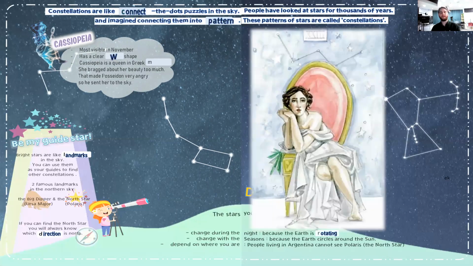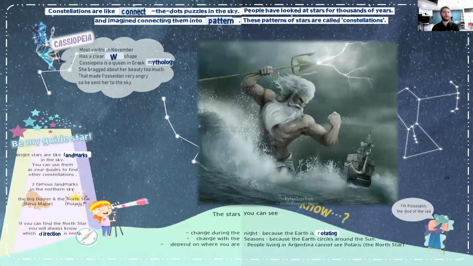Cassiopeia is a queen in Greek mythology. She bragged about her beauty. Oh, I'm so beautiful, she said. She bragged too much, and that made Poseidon very angry. So he sent her into the sky where she lives. Down in the bottom, you see, I'm Poseidon, god of the sea.